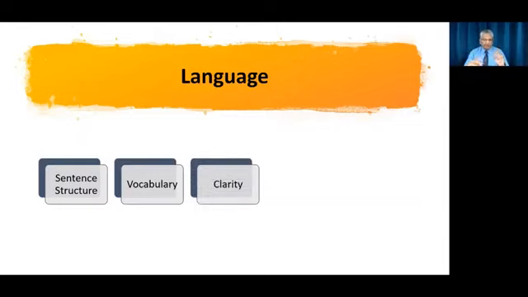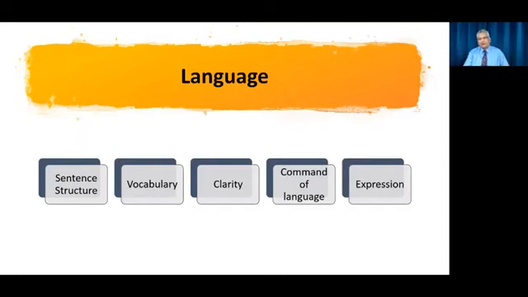Clarity. Are the sentences clear, or are they just winding and unable to give any clear picture of what the candidate is trying to say? And then there is the command of language. How well does this candidate actually use language to express? The expression itself is a separate category. So these are the 5 broad areas of language which are assessed for those 25 marks, or 25% weightage in the essay: sentence structure, vocabulary, clarity, command of language, expression.